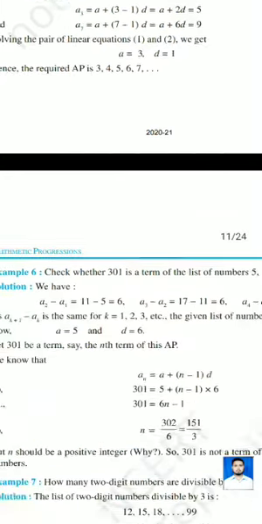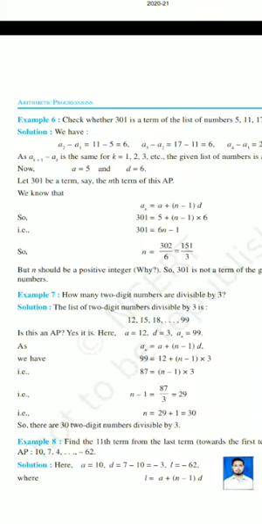Now move on to the next one. The next type of question is example 7. How many two-digit numbers are divisible by 3? So first of all, you have to find out the largest two-digit number which is divisible by 3. This one is 99, and the smallest is 12. So you have to make a series like this: 12, 15, 18, 21, 24, like this up to 99.